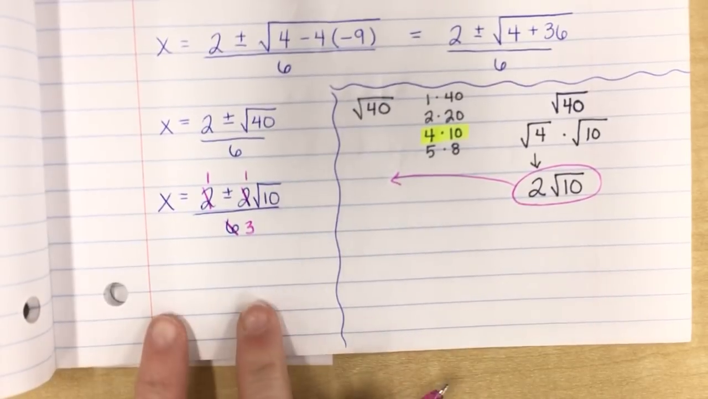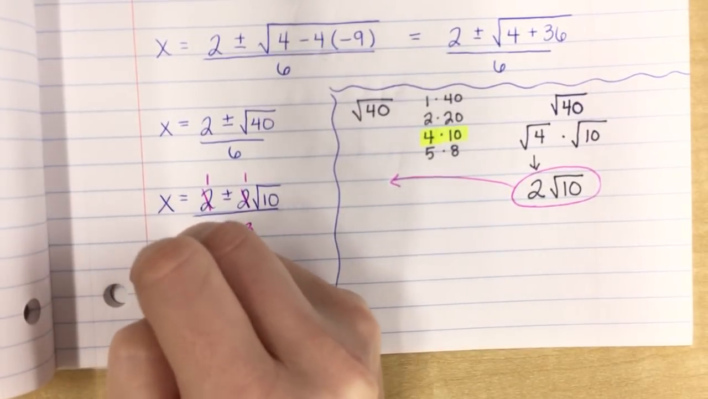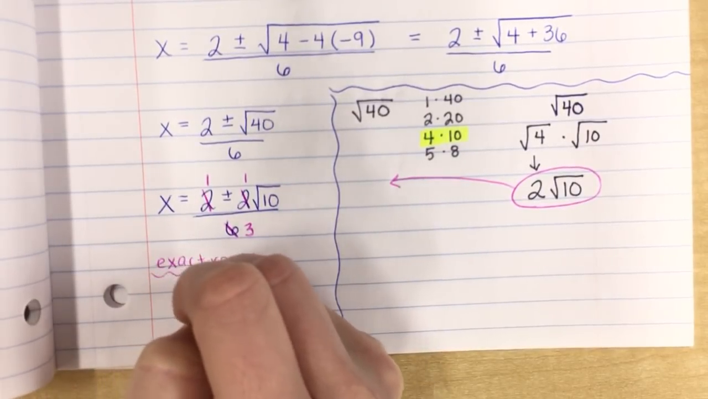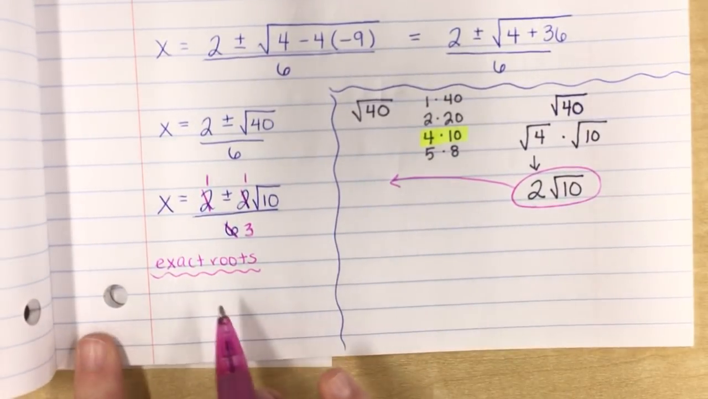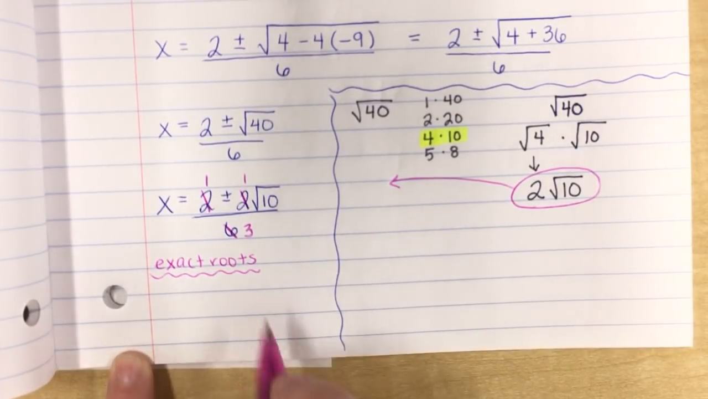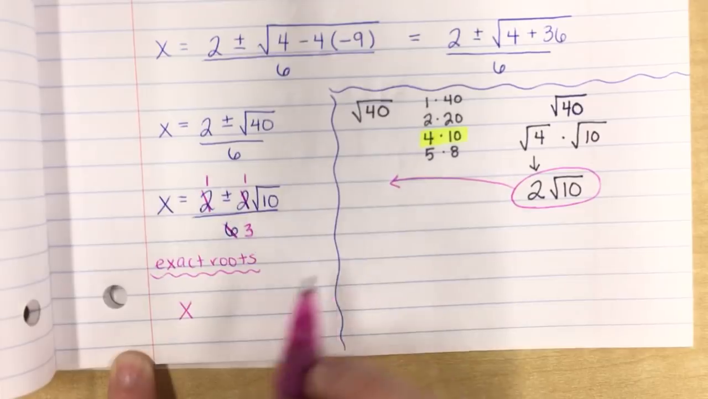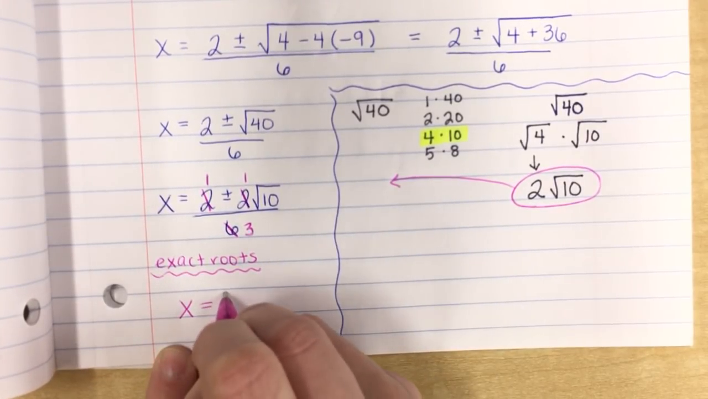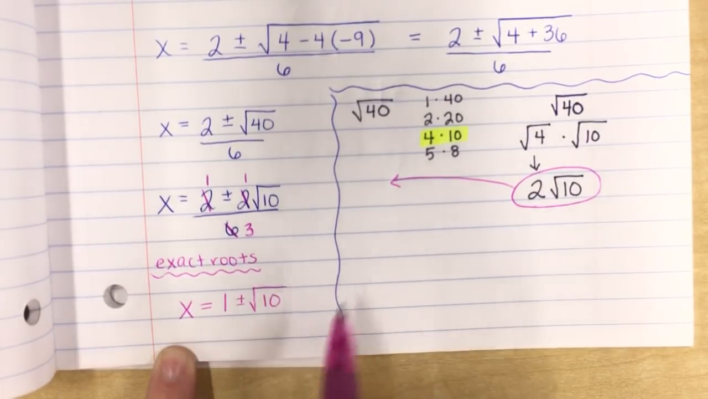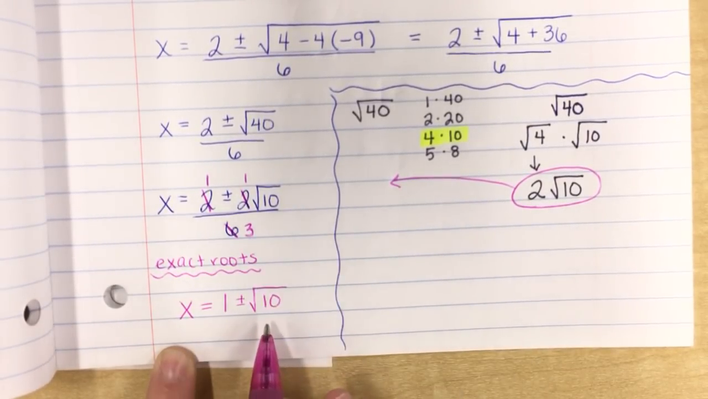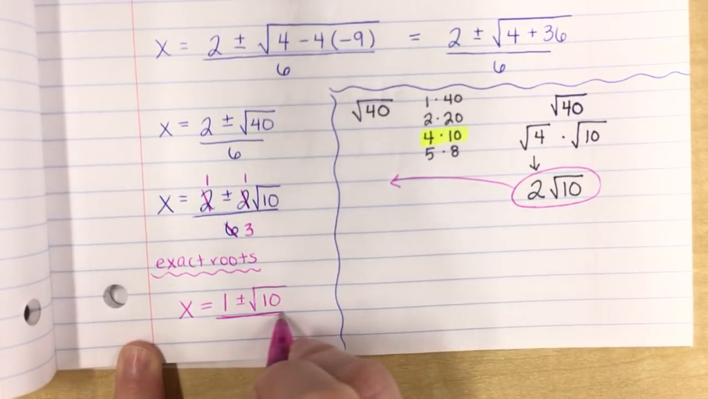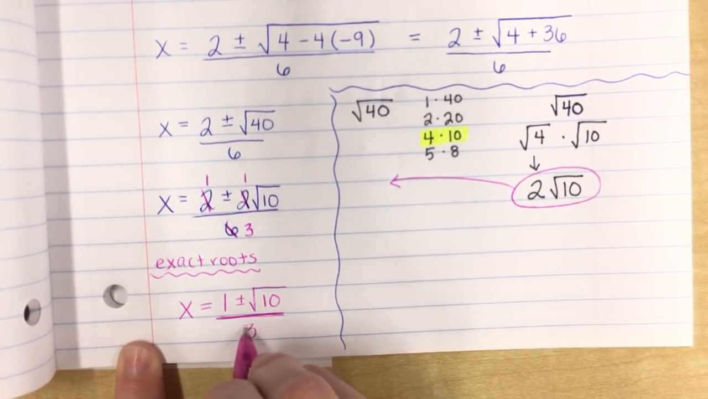Which would be why, to find the exact roots of this problem, and I write this down because it is important for you to know there's a difference between the exact roots and what we're going to do with the decimal approximation in a quick second. But our final answer for the exact roots would be x equals 1 plus or minus the square root of 10. Notice how the radicand did not change. 10, 10. You don't simplify that part. Never the inside. All divided by 3.